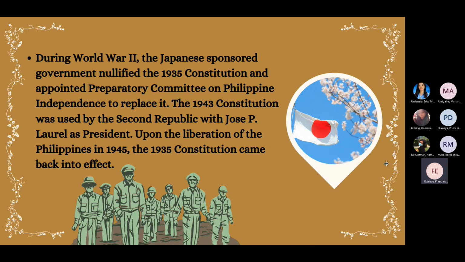During World War II, the Japanese-sponsored government nullified the 1935 Constitution and appointed a preparatory committee on Philippine independence to replace it. The 1943 Constitution was used by the Second Republic with Jose P. Laurel as president. Upon the liberation of the Philippines in 1945, the 1935 Constitution came back into effect.